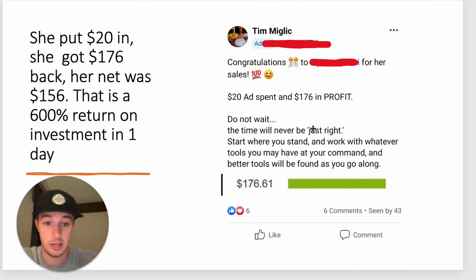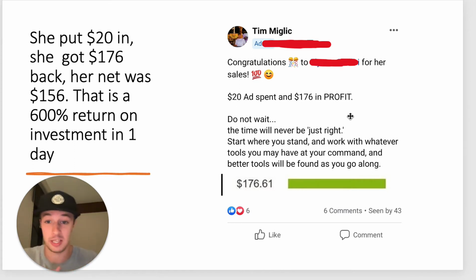Now over here you can see that in one of my groups for my students, she generated $176 in one day by only spending $20 on Facebook ads. So basically this is almost 600% return on the investment in one day. Now maybe that's not so important, it's a really great result, but what's important is how she did it.